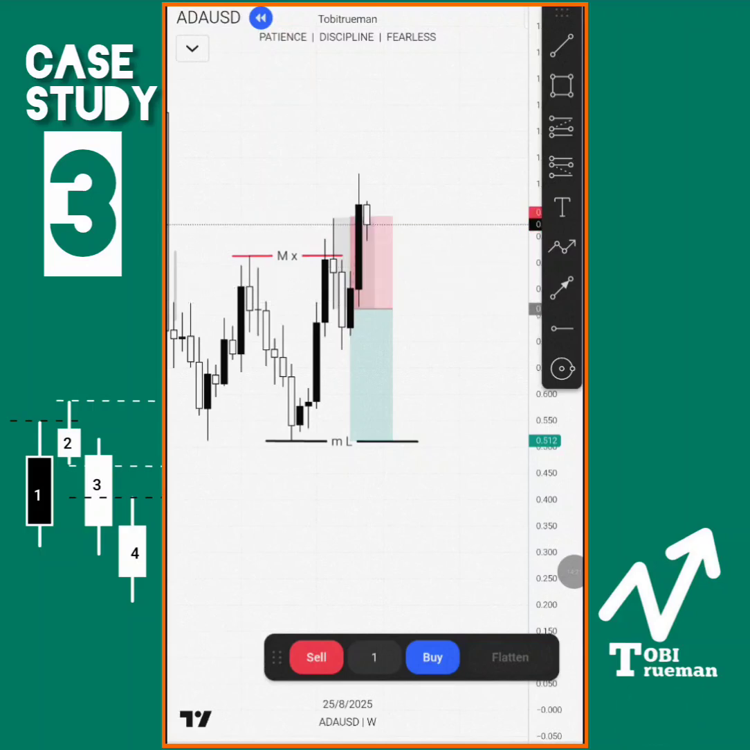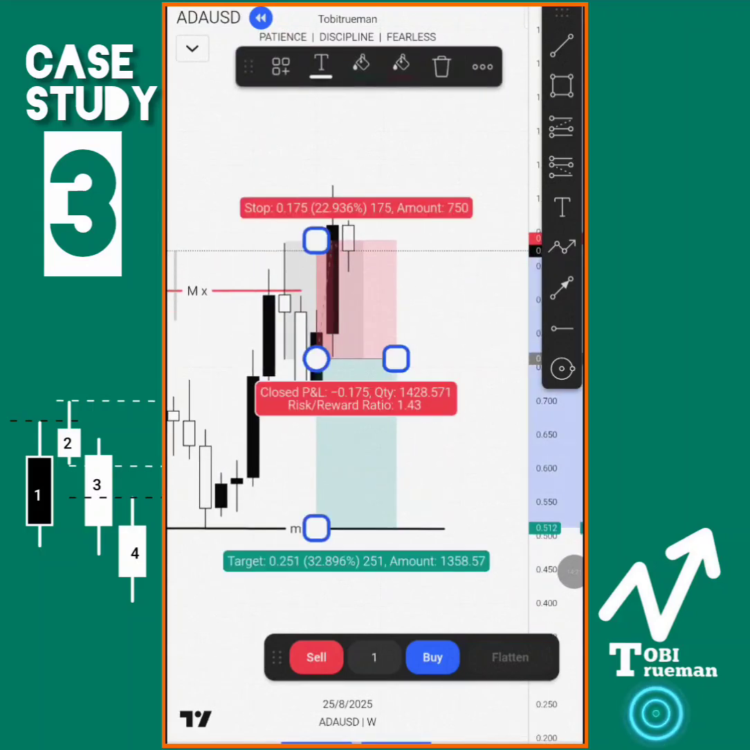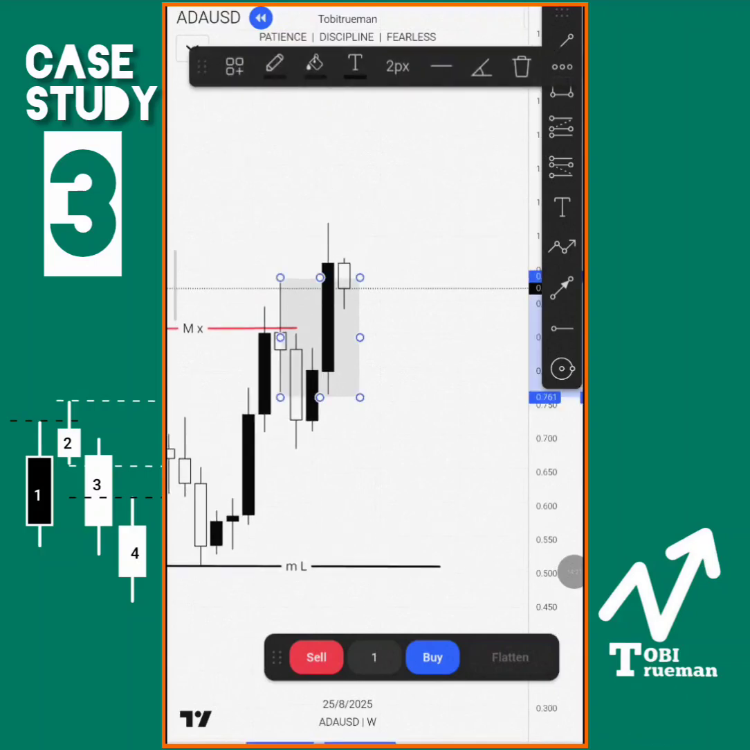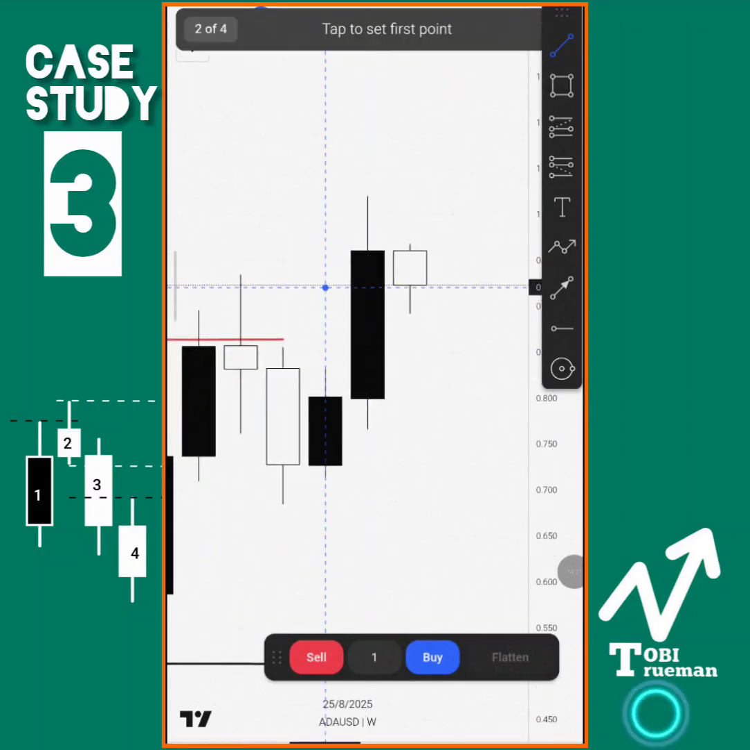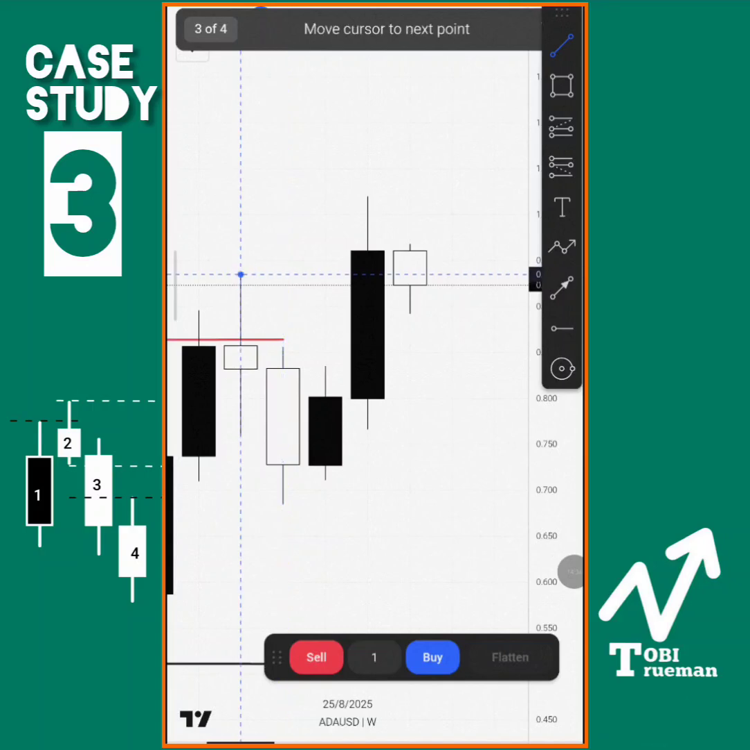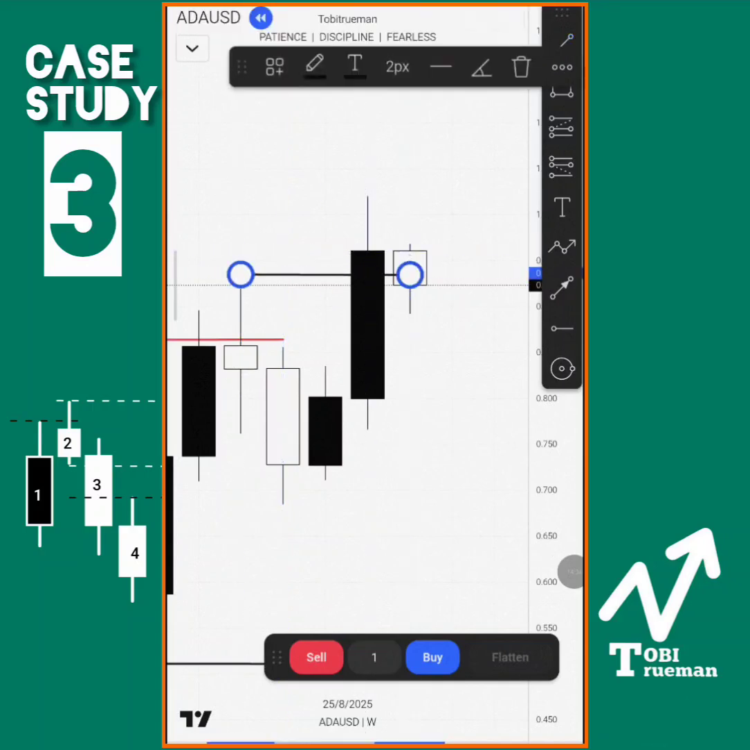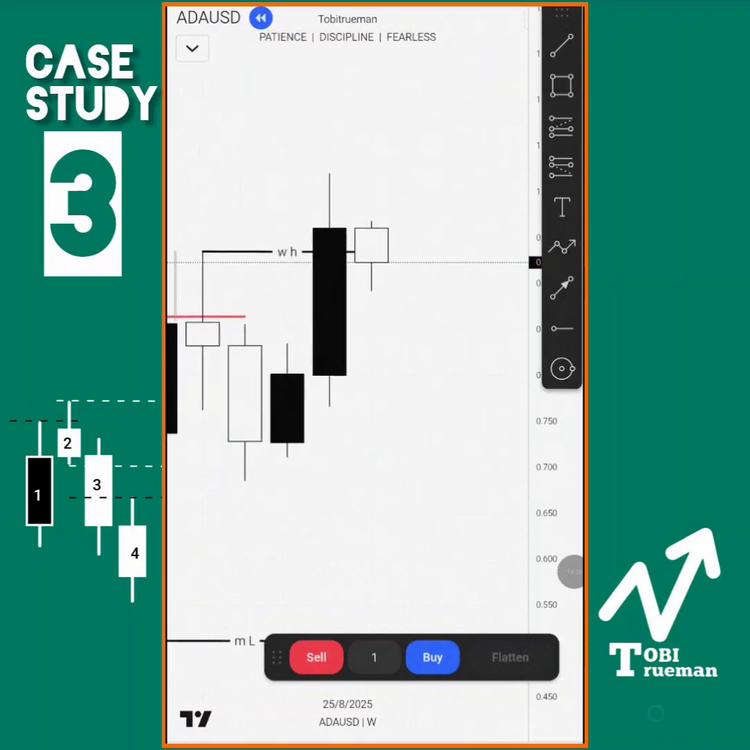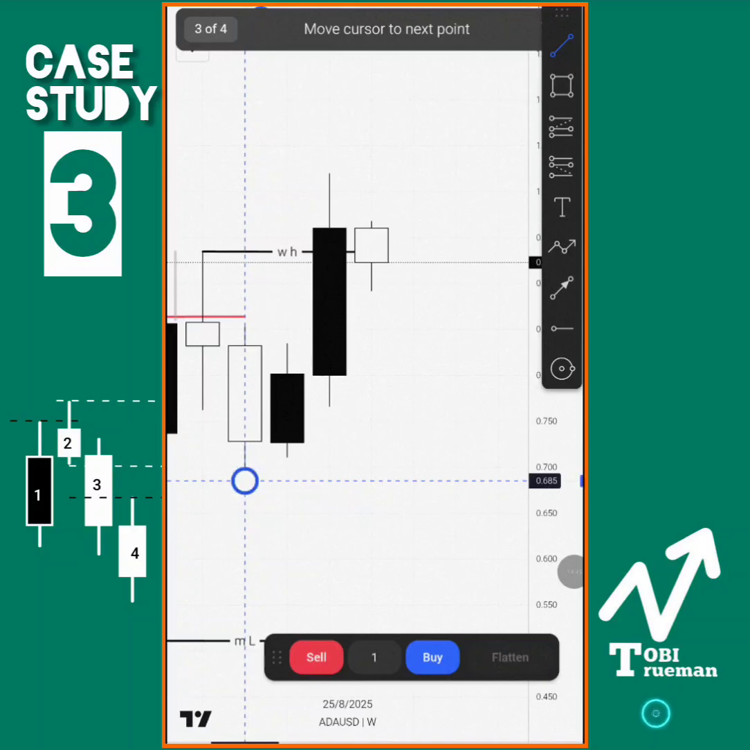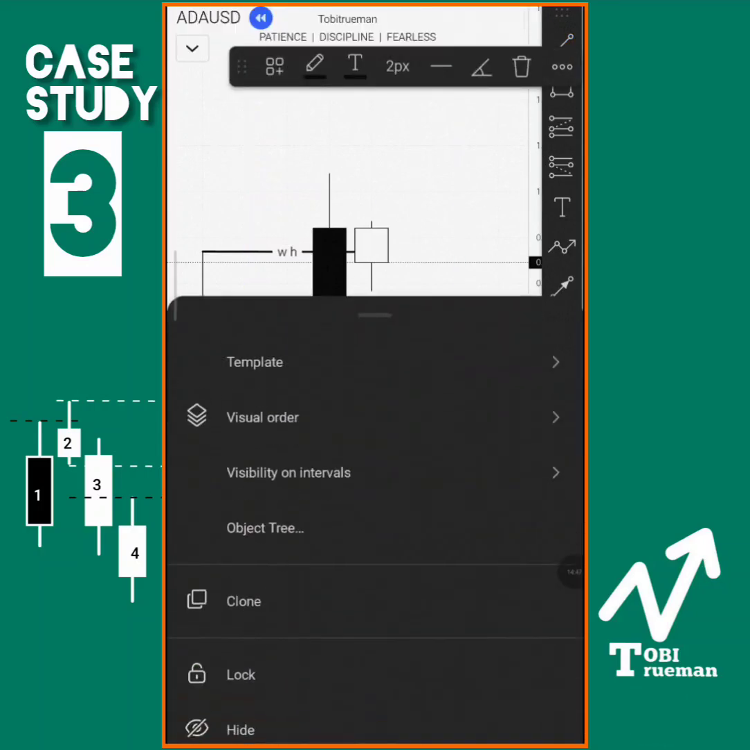Okay, we see this is a fade trade. When the trade fades, what do we expect? We are still on the weekly, so we are still expecting price to reverse. This will now be our weekly high. Then this will be our week low, the previous week low.